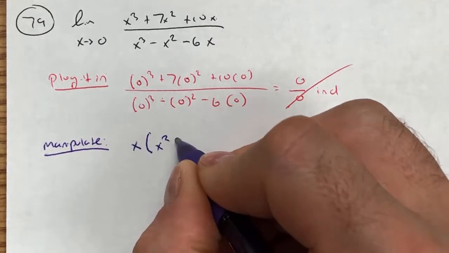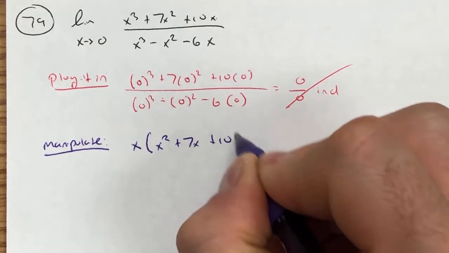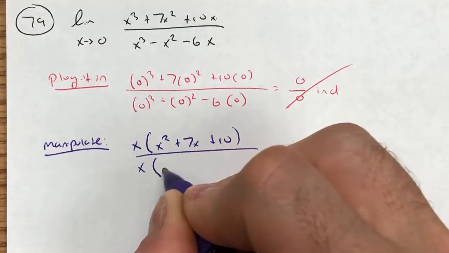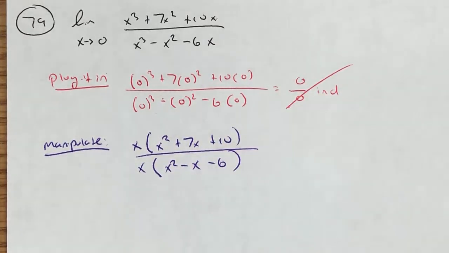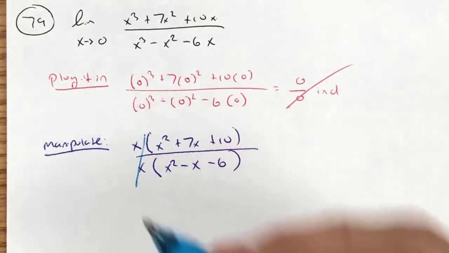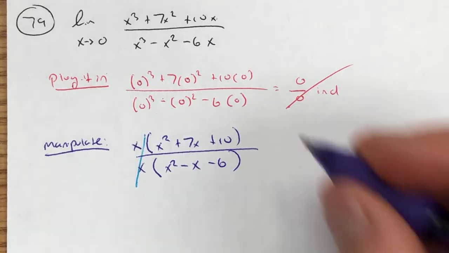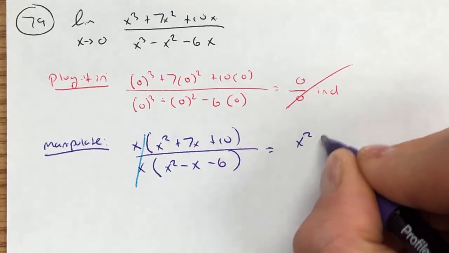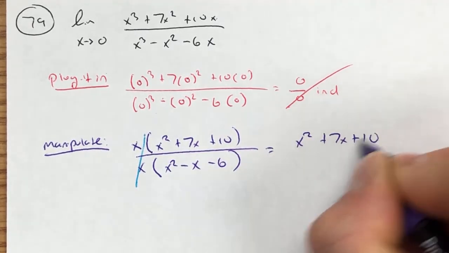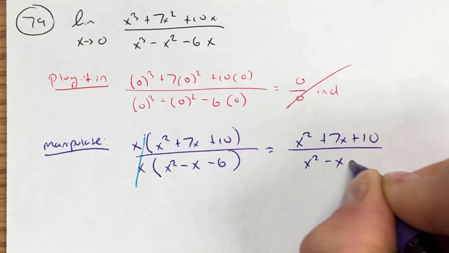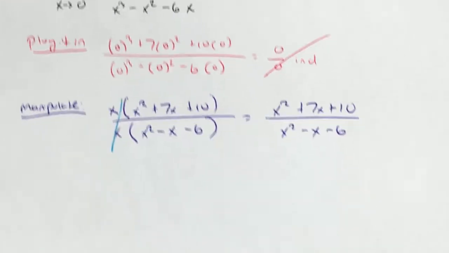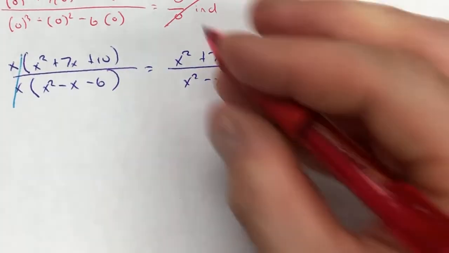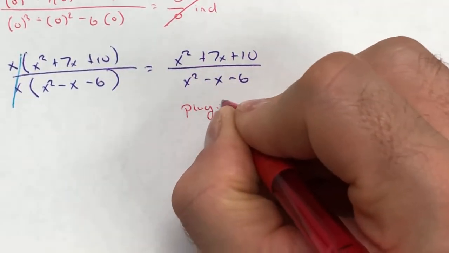So x squared plus 7x plus 10, x squared minus x minus 6. Okay. Those x's now cancel out. And I'm left with x squared plus 7x plus 10 over x squared minus x minus 6. Ooh, this looks a lot better. So let's revert back to the plug it in technique.